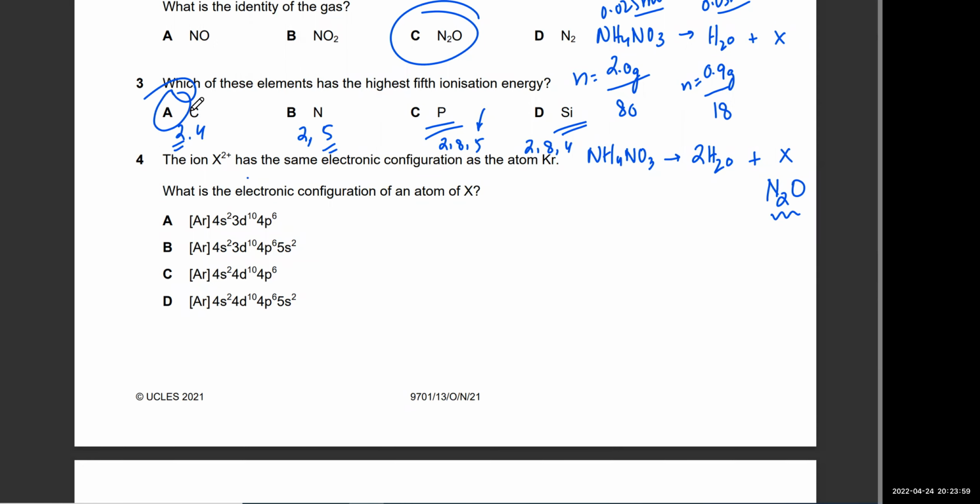The 5th one. Okay, the next one is the ion X plus 2 has the same electronic configuration as the krypton atom. What is the electronic configuration of an atom of X? So we're going to look at the krypton atom. I think it's got 36 electrons. So 36 electrons will have an electronic configuration of 1s2, 2s2, 2p6, 3p will be full as well, and then there's going to be 4s2.